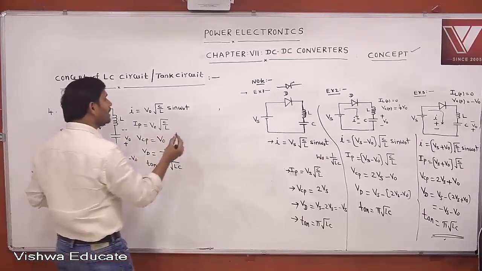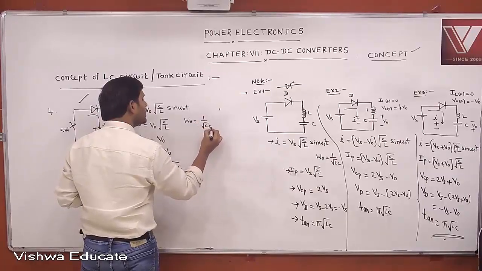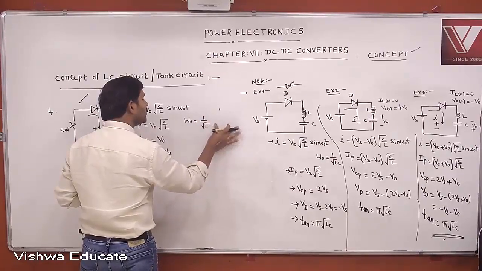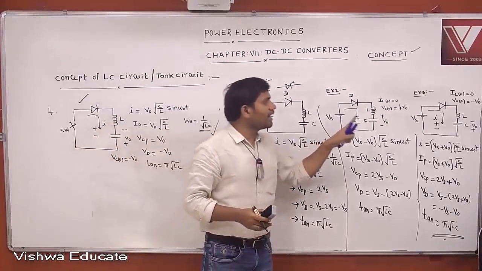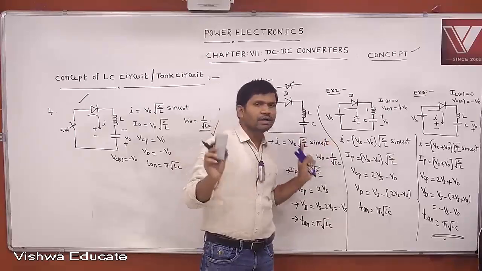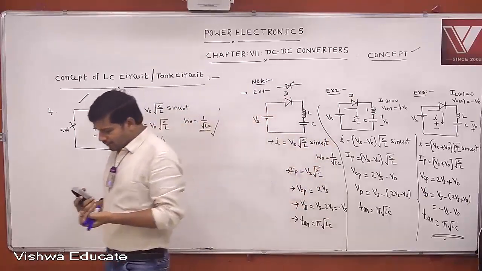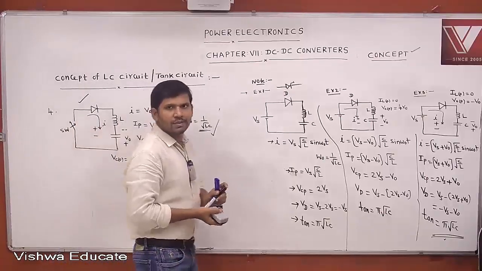What is omega naught here? Omega naught equal to 1 by root LC. Okay, this is about the concept of LC circuit in different cases that I discussed. If the initial current in the inductor is also given, how to write the formulas, that I already gave. Follow that, then you can answer any question. Okay. With this, the concept of LC circuit or tank circuit is completed.